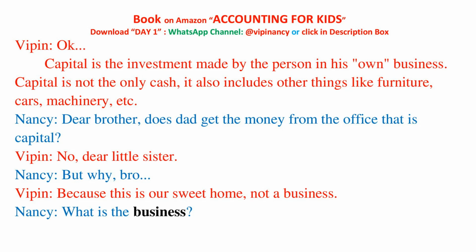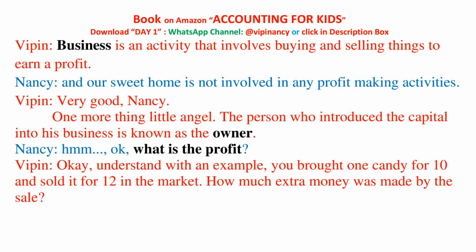Nancy. What is the business? Vipin. Business is an activity that involves buying and selling things to earn a profit. Nancy. And our sweet home is not involved in any profit-making activities. Vipin. Very good, Nancy. One more thing, little angel. The person who introduced the capital into his business is known as the owner.